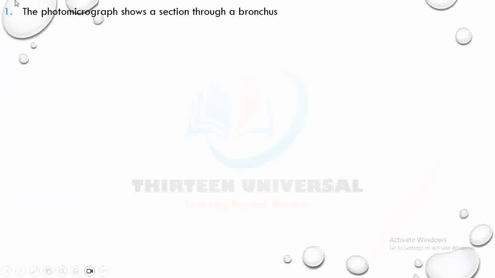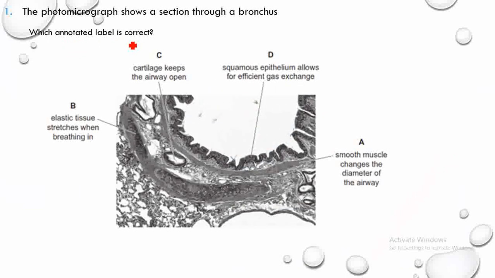All right, this photomicrograph shows a section through a bronchus. So let's go, guys. Which annotated label is correct? So which one is correct? Pause the video and try it. Which one is correct? Let's go.